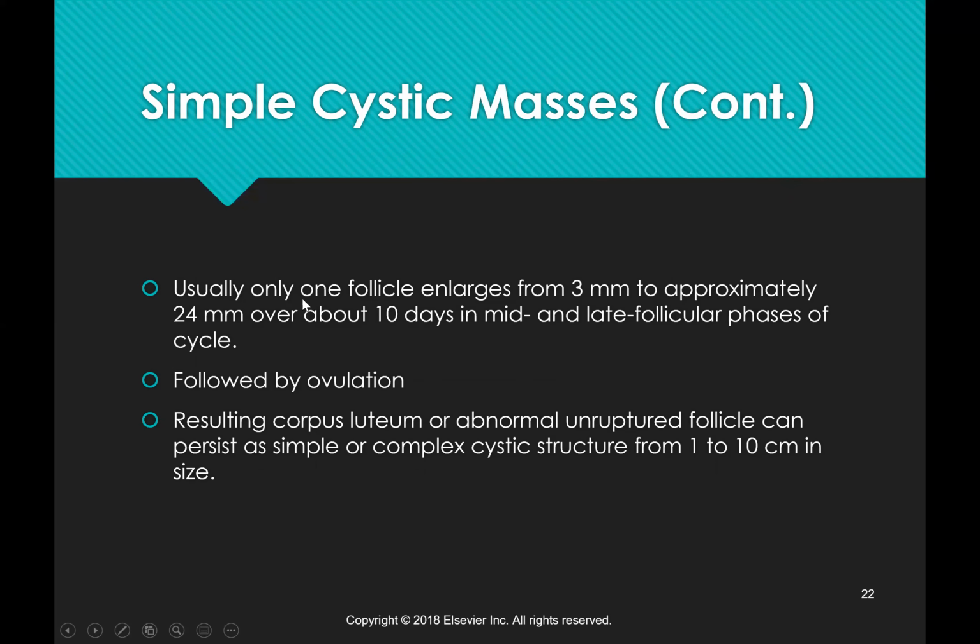Usually only one follicle enlarges from 3 millimeters to 24 millimeters over about 10 days. So about 2.4 centimeters is where you want it before ovulation. And then ovulation occurs, and the corpus luteum or an abnormal unruptured follicle can persist as a simple or complex cystic structure.